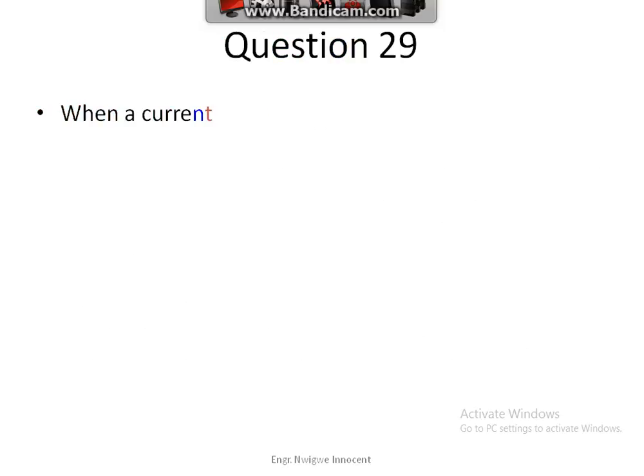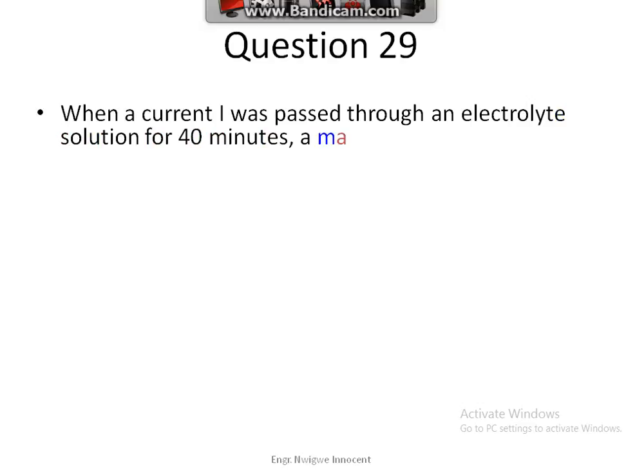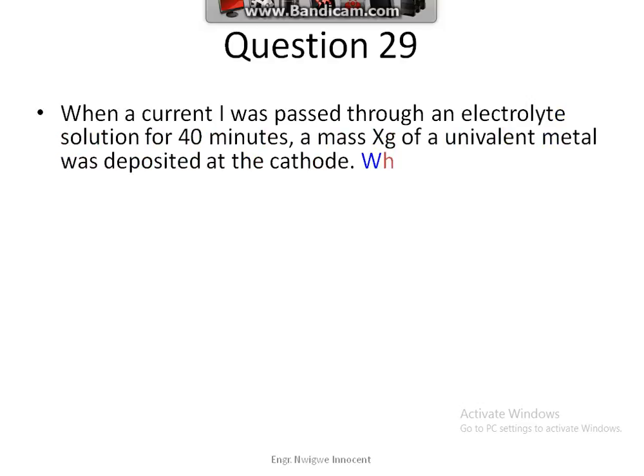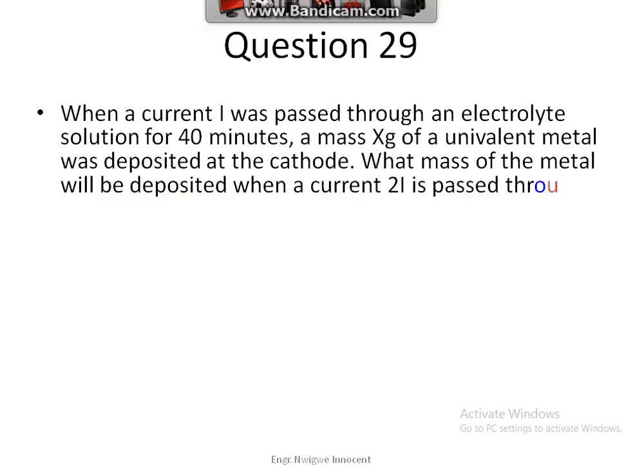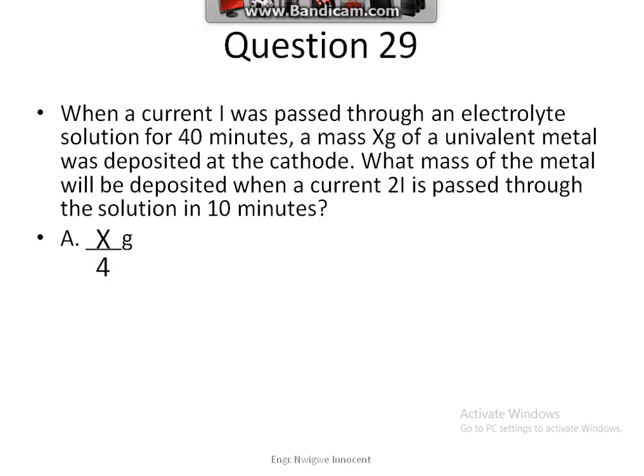Question 29. When a current I was passed through an electrolyte for 40 minutes, a mass X gram of univalent metal was deposited at the cathode. What mass of metal will be deposited when a current 2I is passed through the solution in 10 minutes? A. X over 4 gram. B. X over 2 gram. C. 2X gram. D. 4X gram.